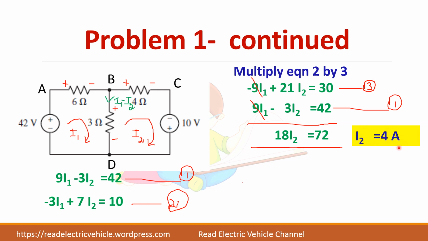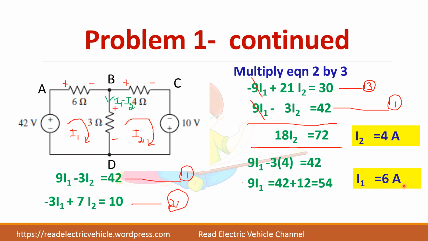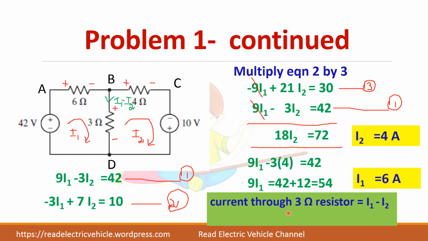Now you substitute this I2 in any of the equations. You take the first equation, you substitute the value of I2, and you can find what is I1. So what is the question? You have to find the current through the 3 ohm resistor. So the current through the 3 ohm resistor is I1 minus I2, so it is equal to 2 amps.